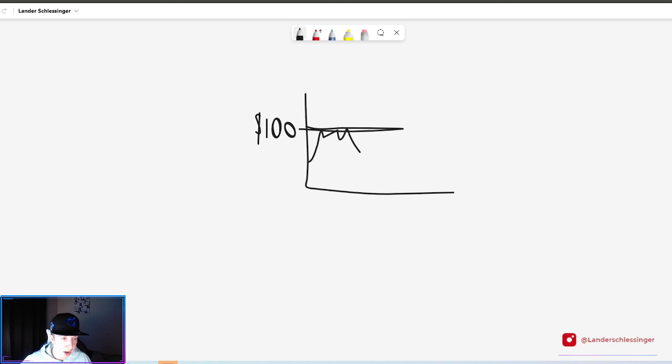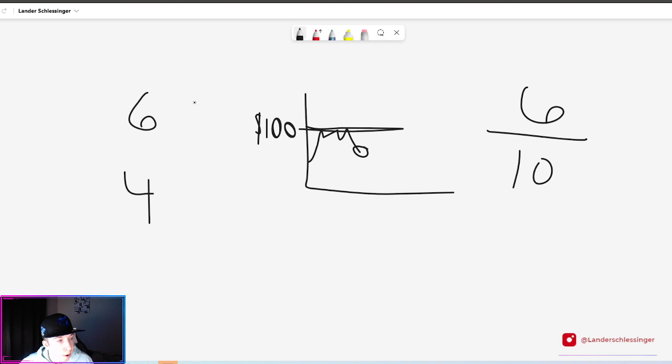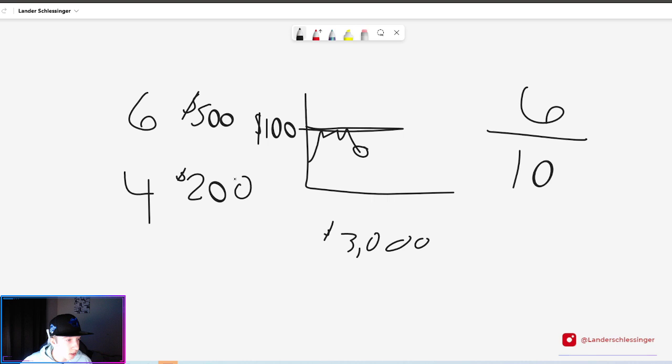Now his max loss is $200. He's like, okay, I'm okay with losing $200, right? But let's say, for example, he wins 6 out of 10 trades, and he loses 4. Let's say on average he makes about $500 per trade, and each trade he loses, it's about $200. 6 times 500 is 3 grand. I gotta draw this. And let's say his loss is about $800, right?